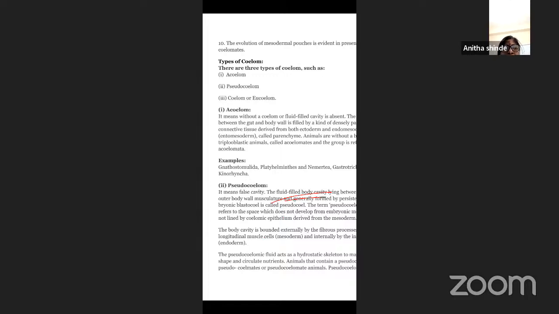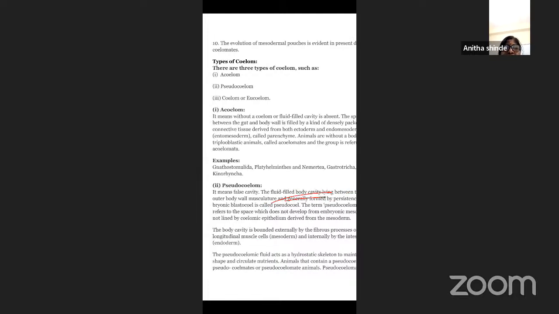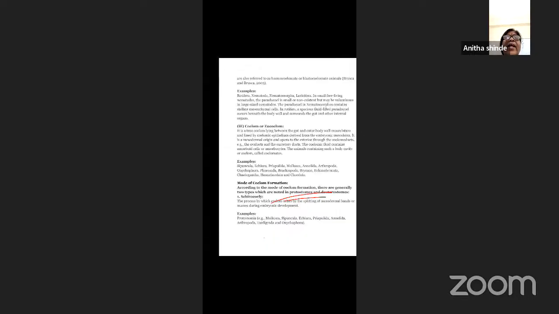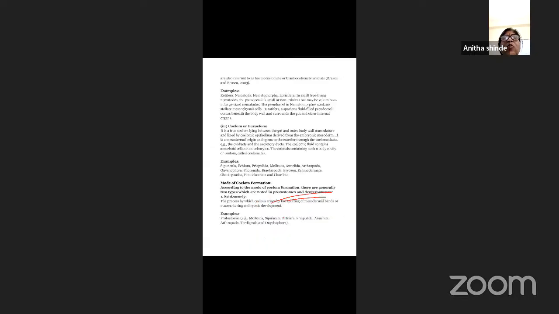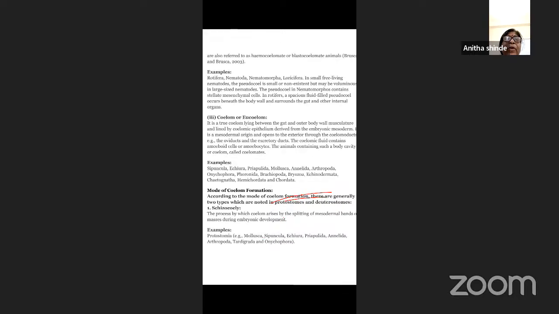Though it is false, it acts as a hydrostatic skeleton to maintain the body structure as well as circulate the nutrients. The animals that contain the pseudocoel are called pseudocoelomate animals. Pseudocoelomate animals are also called hemocoelomate or blastocoelomate animals.